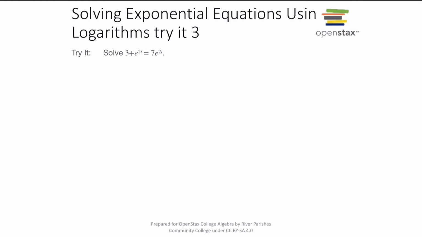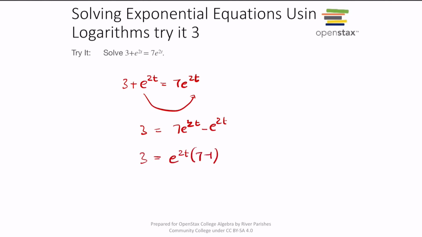Here, how would you solve this one? You have 3e^(2t) = 7e^(2t). Make sure e^(2t) is on one side. So 3 = 7e^(2t) - e^(2t). Take e^(2t) common out, it becomes 7 minus 1, so it becomes 6e^(2t). So e^(2t) can be written as 3 by 6, which becomes 1 by 2.